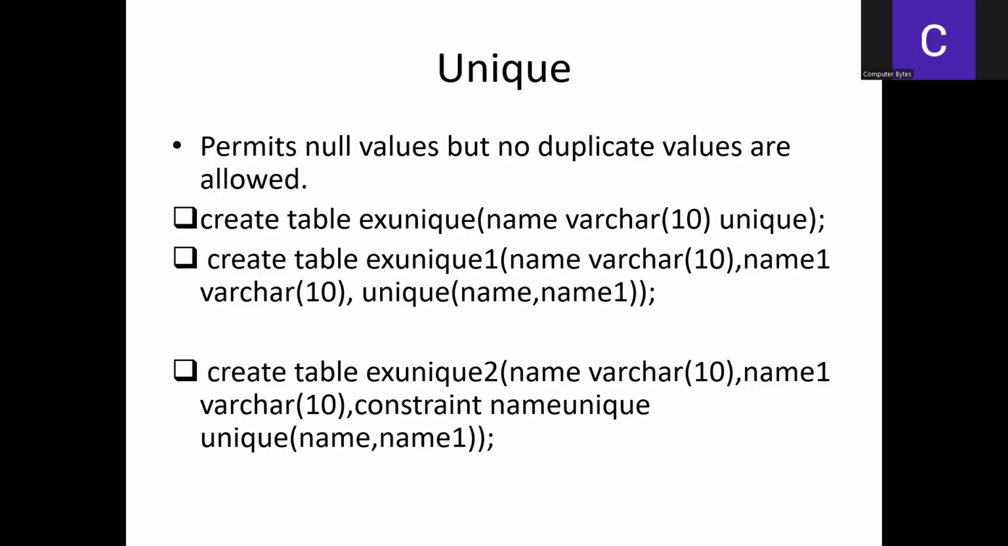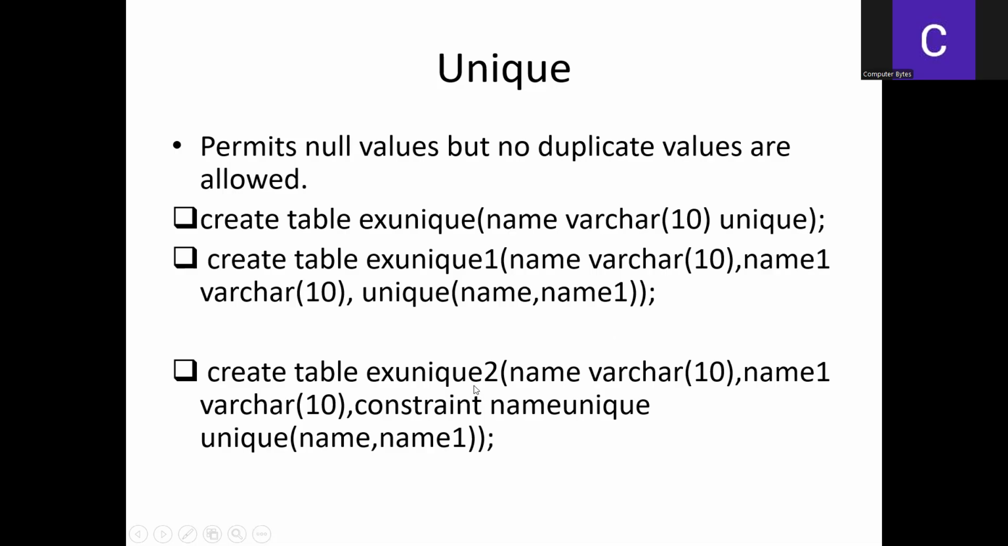Next is the unique constraint, which permits no duplicate values, but null values it will allow. In this example, x unique is the table name, and here I am giving this as unique. Another table I have shown here is x unique 1, with two name values, let it be first name or last name. Name and name 1 are the two fields, and I am giving the combination. A combination you can also give in primary keys and unique keys, so the combination of both values should be unique. At last I'll show you the demo.